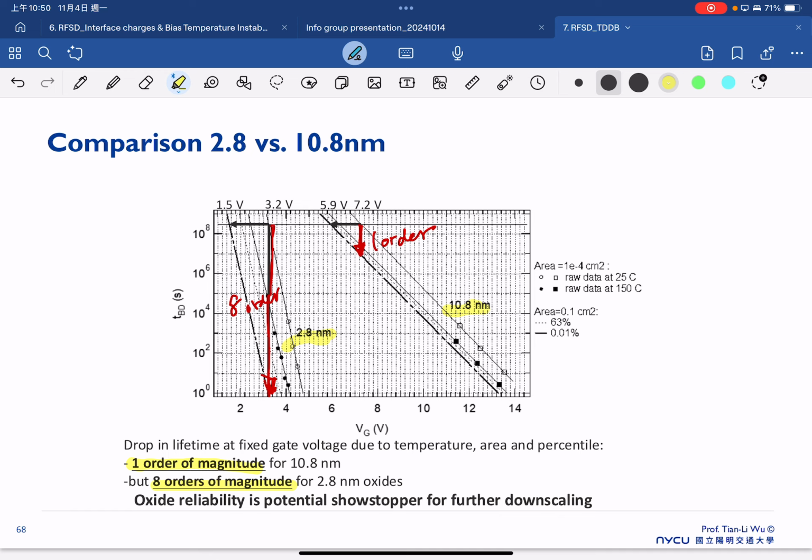And this actually shows that the oxide reliability is a potential showstopper for the lifetime, for further downscaling. So from this result, it proves that we cannot use a very thin dielectric in our product because in the end, we don't have any useful lifetime. We need to replace our dielectric with another material. For example, that's why later on we have a high K metal gate. We put a different high K dielectric on top of SiO2 because in the end we want to improve our gate reliability and gate lifetime.